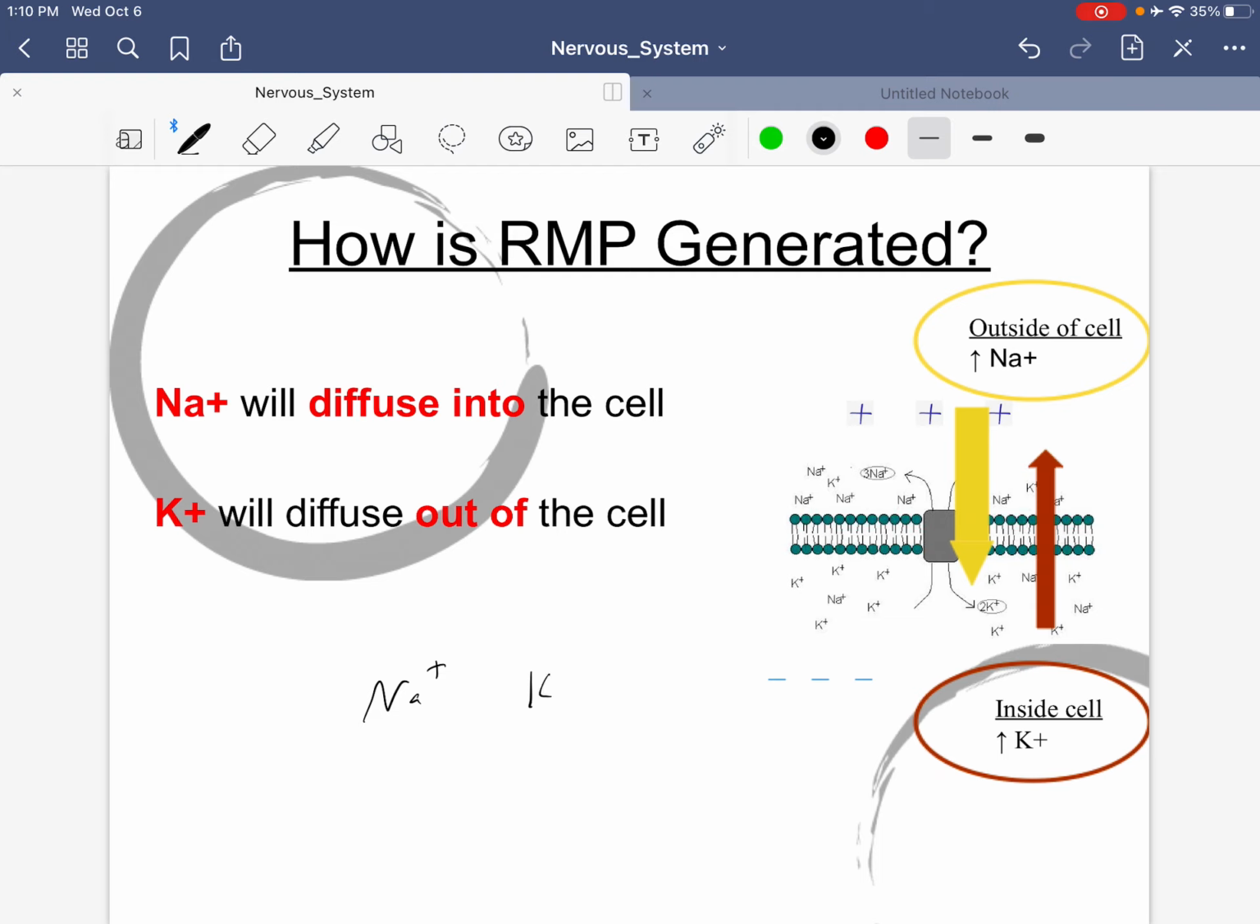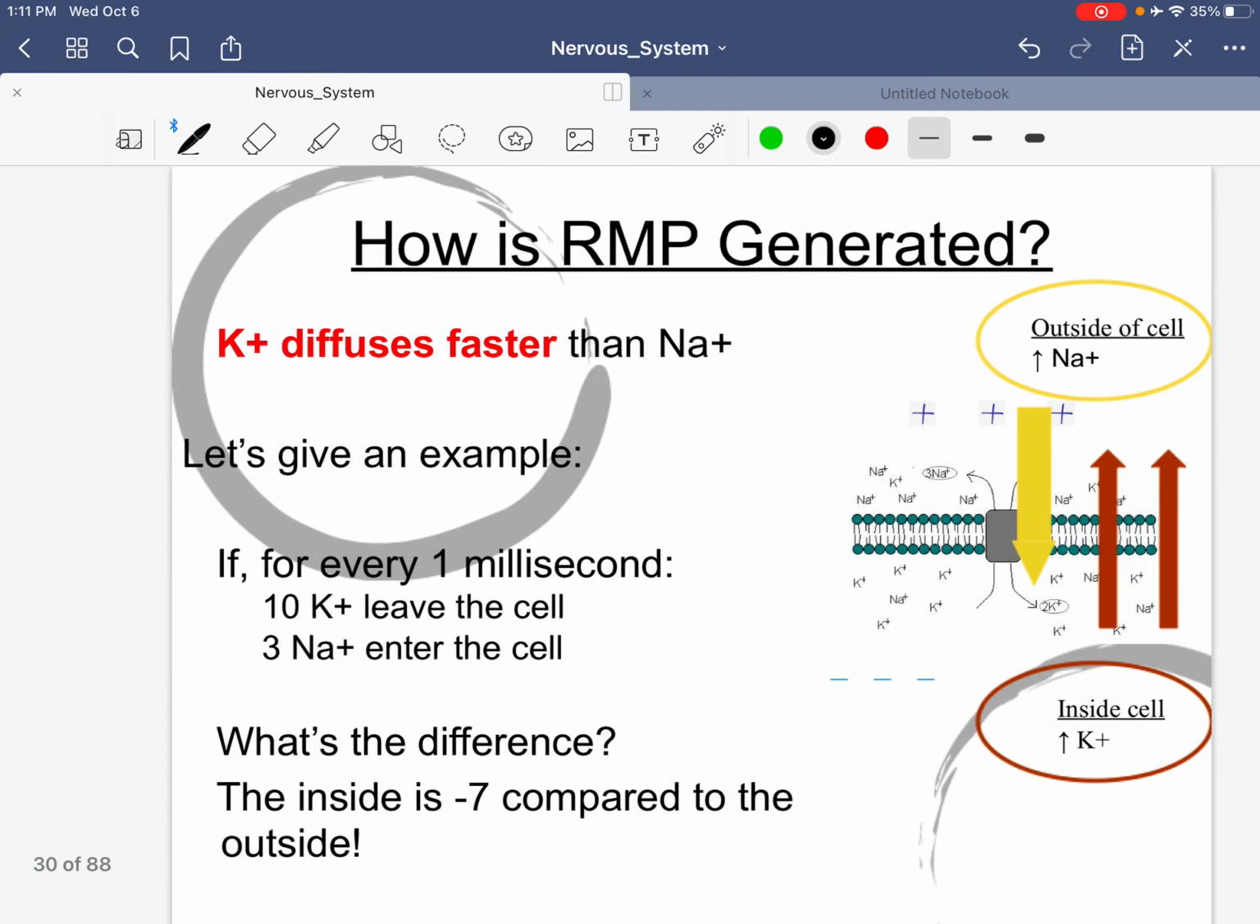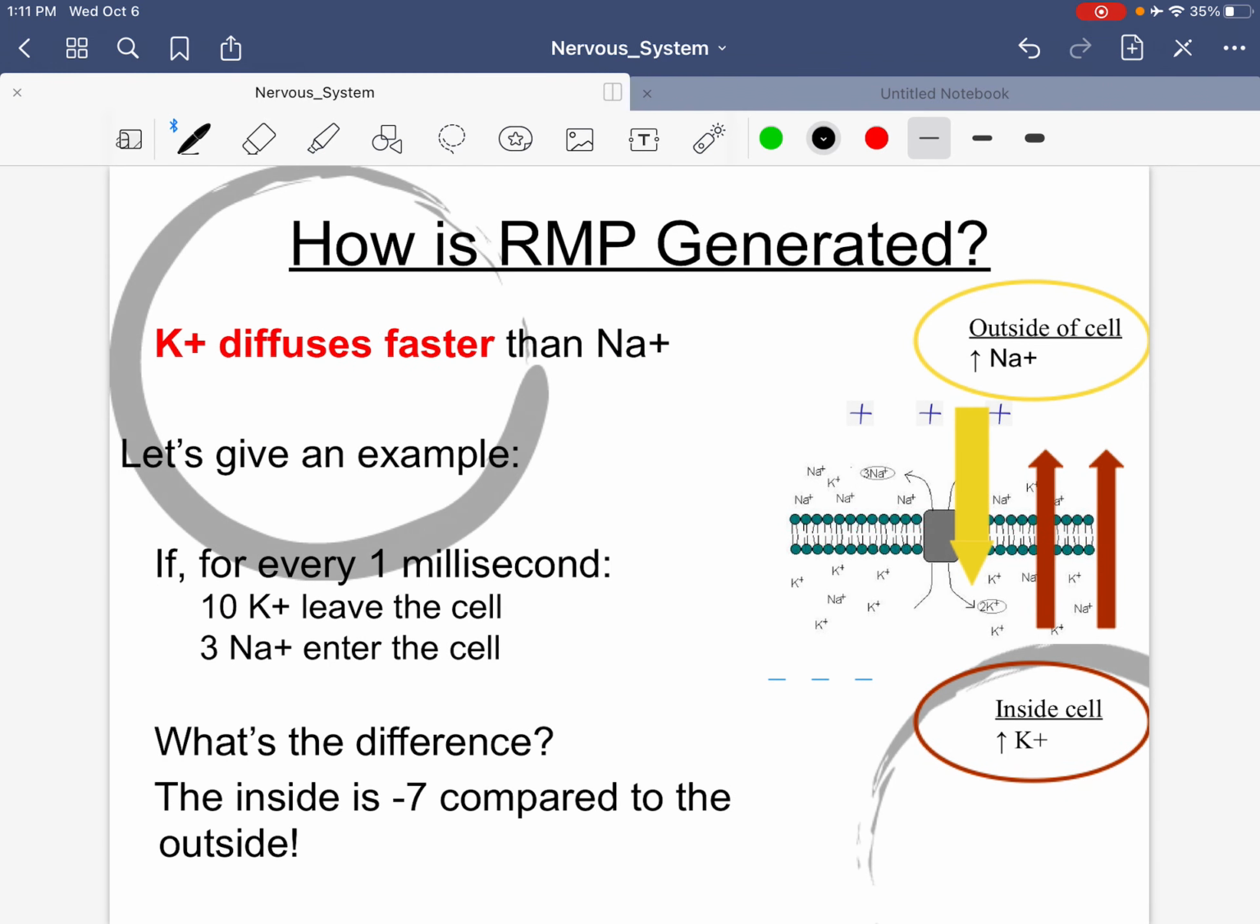But these are both positively charged. Wait a minute. Sodium plus, positively charged ion. Potassium plus, positively charged ion. How are we going to get to that negative charge on the inside compared to the outside if they're both positively charged ions? And the answer is, simply put, potassium diffuses faster. Now, there's a lot of other things going on, but I'm trying to make this understandable. So I'm just saying there are a lot of other factors happening at the same time also. This happens to be one of the factors, and I think it makes my point well.